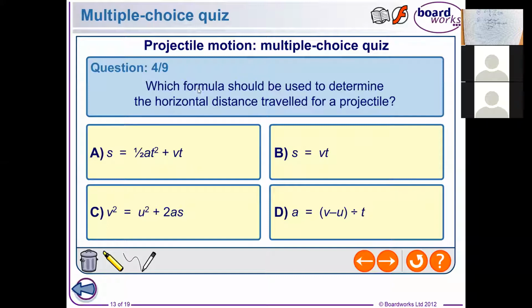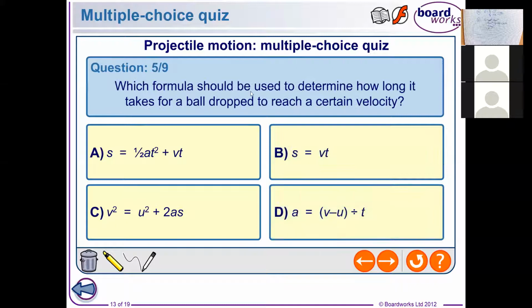Okay, so Sadie, your turn. Which formula would you use to calculate the horizontal distance travelled by a projectile? Is it A? It's not A. Remember, the horizontal motion is constant velocity, isn't it? So the one that involves... I think it's B. It is B. Okay, good.